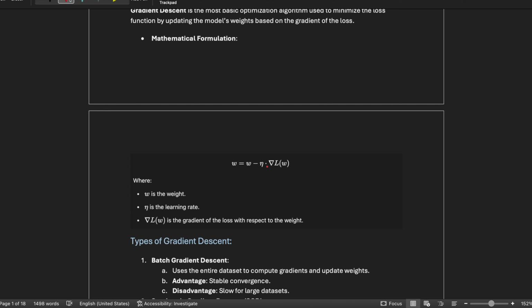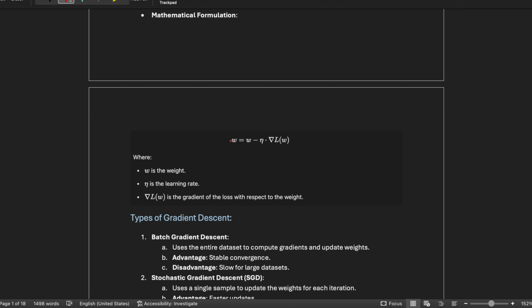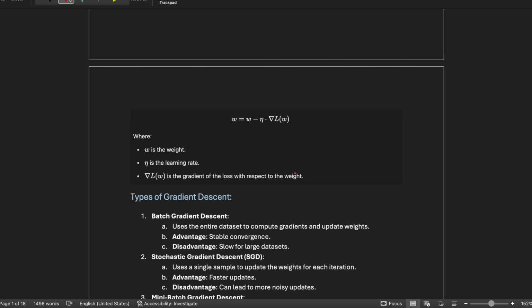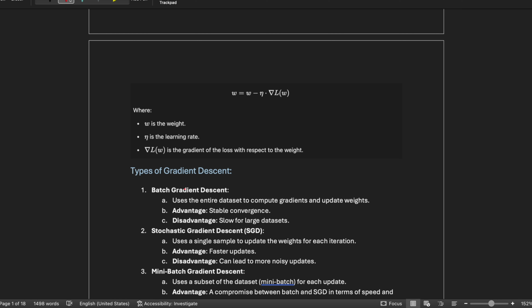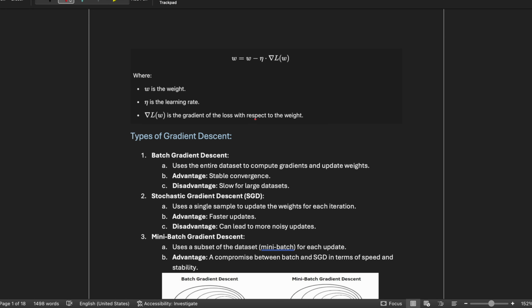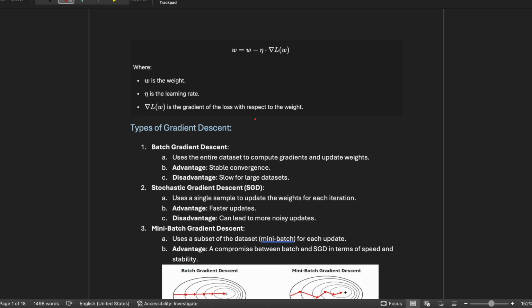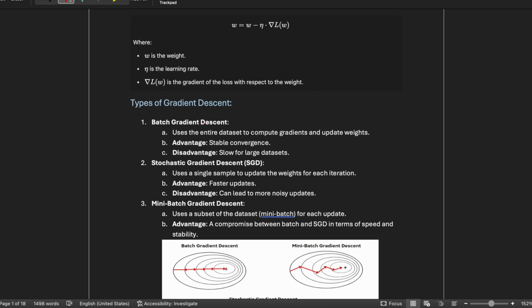So the mathematical formulation is, you already know that W new, the new weight, is equal to W old minus theta, which is the learning rate, times the gradient of the loss with respect to that particular weight. You already know these weight adaptation techniques, which you studied in the forward propagation and back propagation lecture. If you want, you can go through that lecture and revise how the weight adaptation takes place. You must also know about the different types of gradient descent: batch gradient descent, stochastic gradient descent, and mini batch gradient descent.